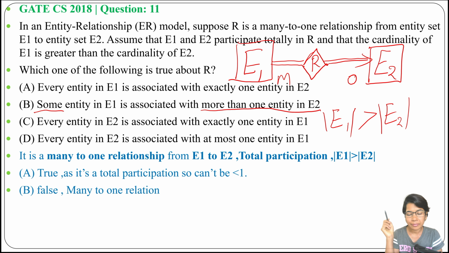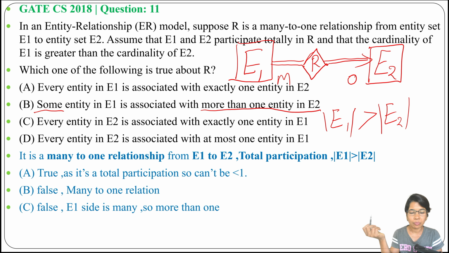Next option C, every entity in E2 is associated with exactly one entity in E1. No, there may be more than one entity of E1 as this is the many side, E1 side is many. Here it's given exactly one, that's why it is false. It can be more than one.